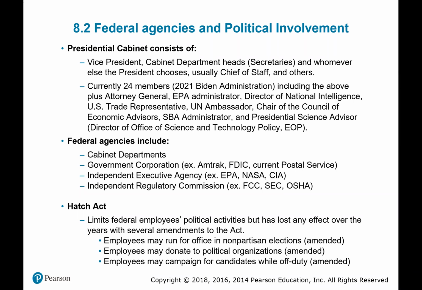A lot of states have this for local government positions and certain other positions. However, they can't run in partisan elections themselves, but they may donate to political organizations. This was amended later, and they can campaign for candidates while off duty. There's always a gray area there, and you see some instances of problems. We're seeing that now with the Postmaster General, who was appointed by Trump, and he was providing incentives for those in the post office to give money to the Republican Party. So that would be a violation because he did it while using his position as the Postmaster General.